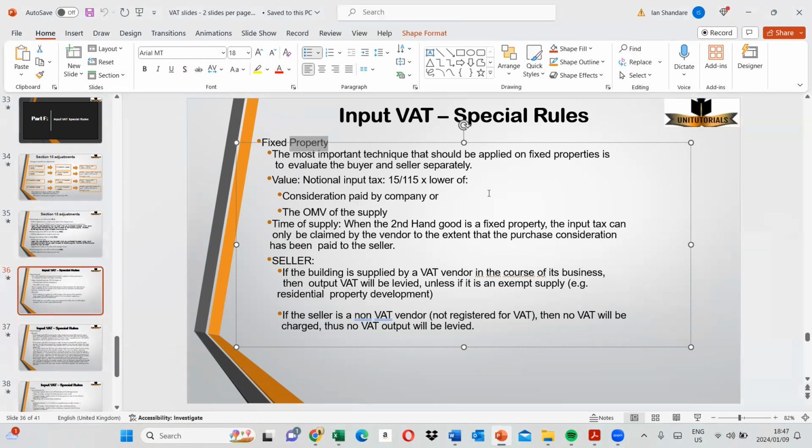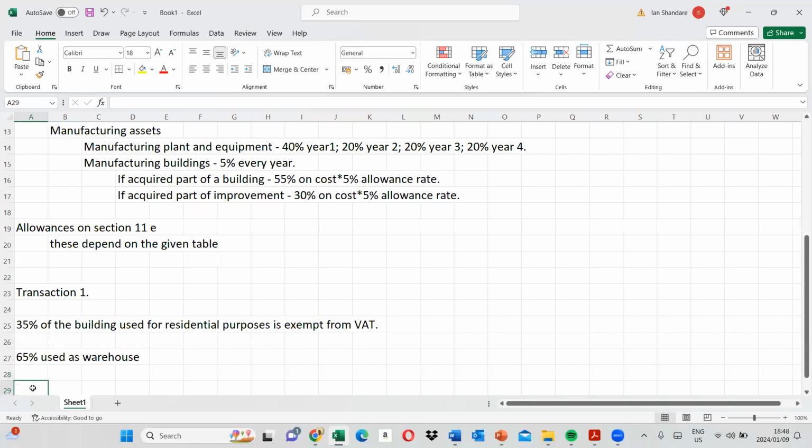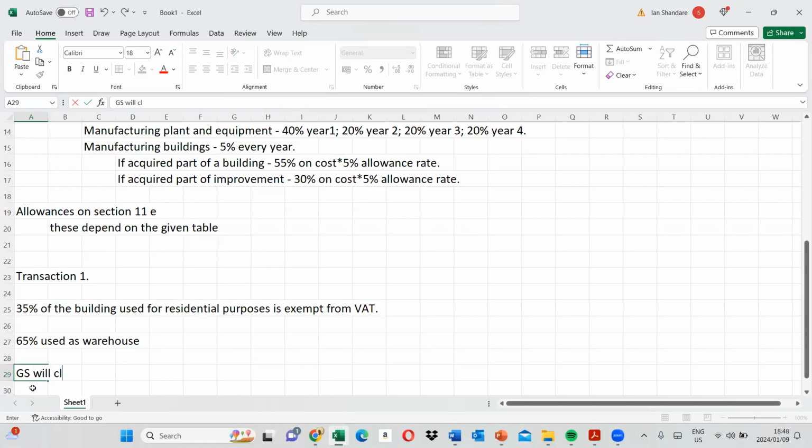The first thing that we had to evaluate is with regards to the type of VAT. Remember, we are the buyer of the property. So in this regard, the buyer of the property is going to claim VAT input. They claim what we call notional input VAT, that is the VAT which the buyer was supposed to claim in regards to the property. GS will claim VAT input, notional.